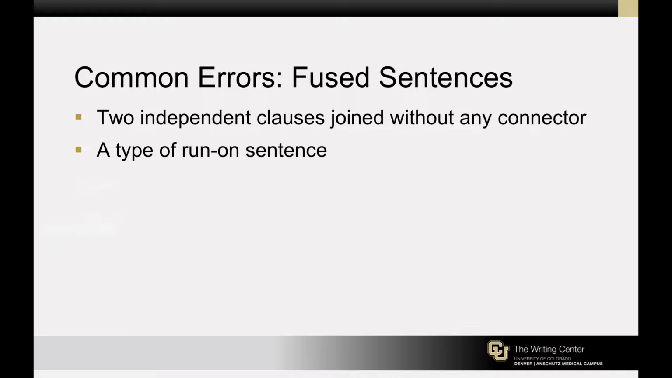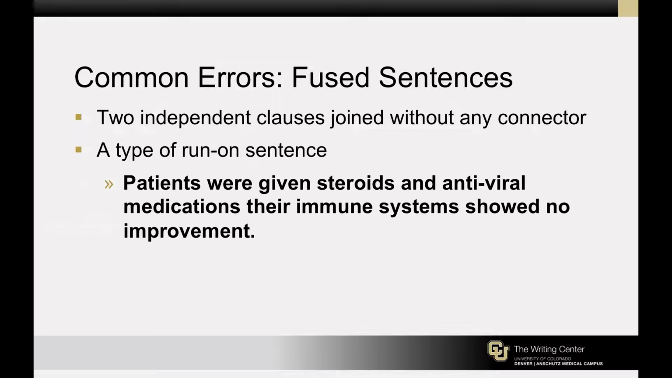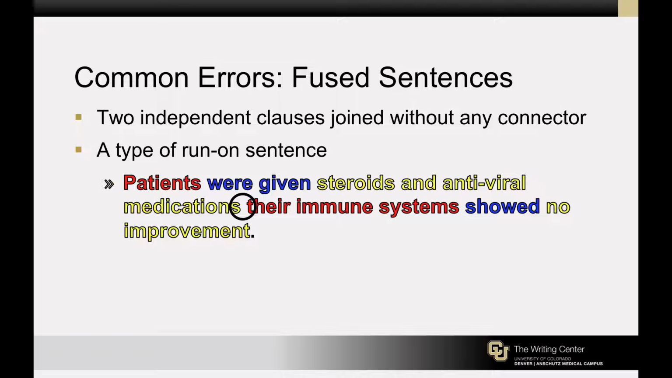The first error is called a fused sentence. A fused sentence is when two independent clauses are pushed together without any connector. Teachers may often refer to these as run-on sentences because you run on to the next independent clause without properly connecting it to the previous independent clause. For example, patients were given steroids and antiviral medications, their immune system showed no improvement.